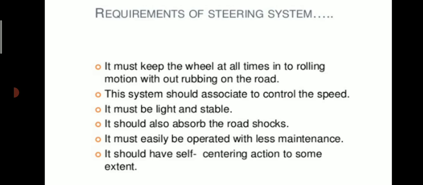What should be the requirements of the steering system? It must keep the wheel at all times into the rolling motion without rubbing on the road. Next is, this system should associate to control the speed. It must be light and stable. It should also absorb the road shocks. It must easily be operated with less maintenance, and it should have self-centering action to some extent. So these are some of the requirements.